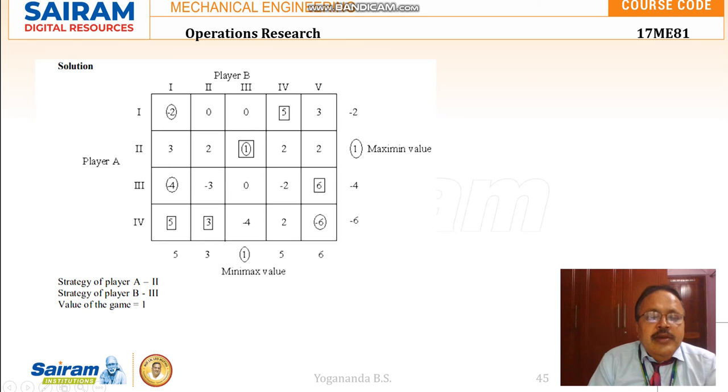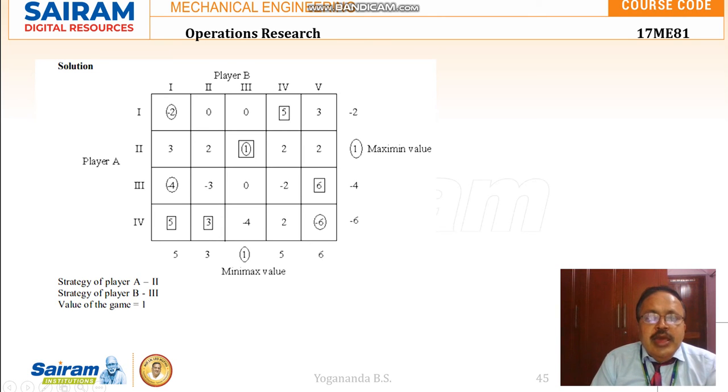Coming to player B, first choose the maximum values column wise. In the first column, the maximum value is 5. In the second column, the maximum is 3. In the third column, the maximum is 1. In the fourth column, the maximum is 5. In the fifth column, the maximum is 6. Out of this, choose the minimum one. Though player B loses the game, he wants to give minimum score to the winner. So out of these maximum values, choose the minimum one. So minimax value is 1.